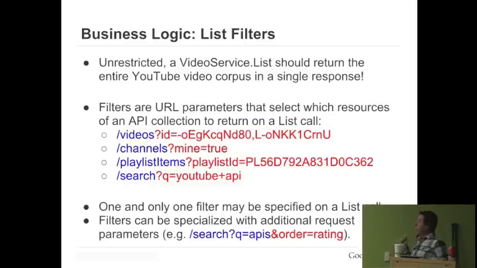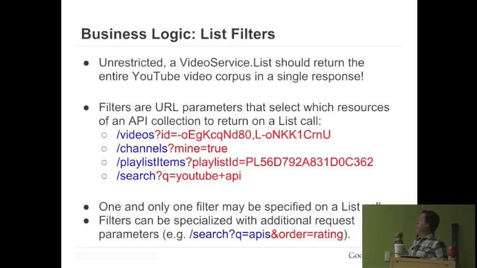A couple of filters that I want to talk about. One of them, the most important one, is the ID filter. And we took it a bit further than just allowing you to retrieve a single resource by ID. We allow you to retrieve any number of resources you want by ID. Well, not any number. We actually have a limit of 50 that we support.